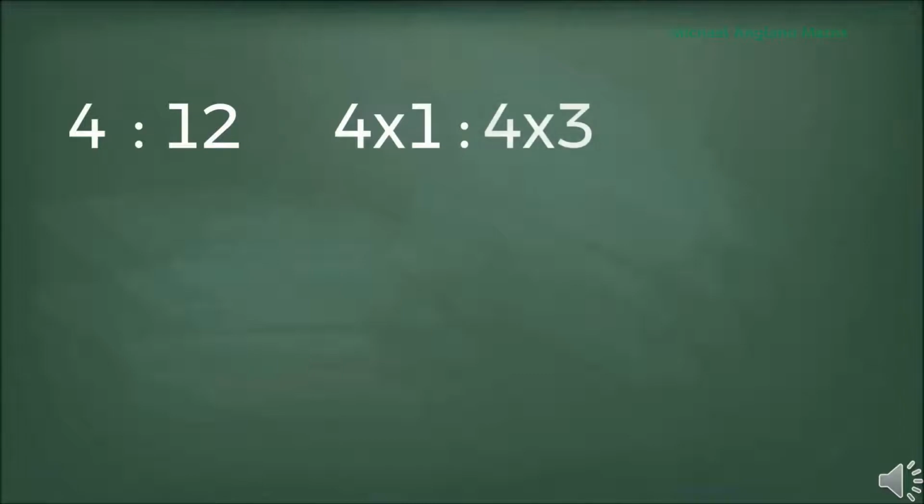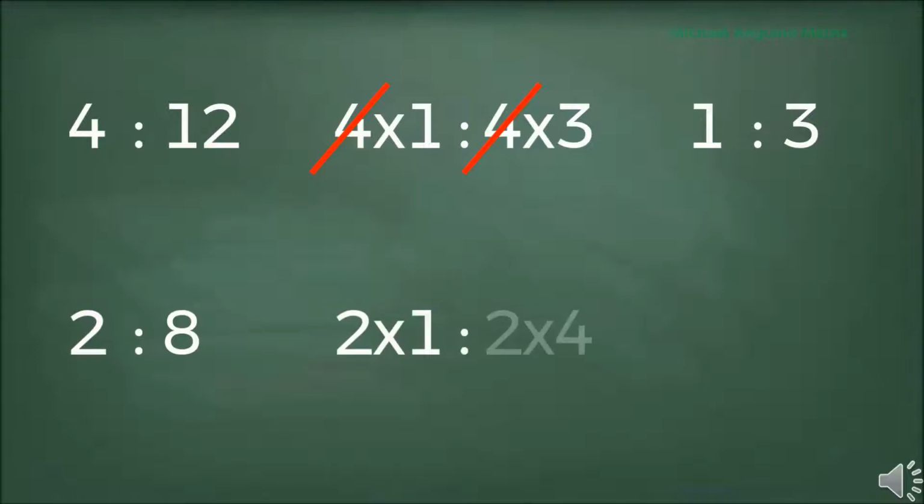So the first ratio we had was red to blue, which was 4 to 12, which is 4 times 1 to 4 times 3, because we had 1 row of red to 3 rows of blue. The 4's cancel, and we're left with 1 to 3. The second ratio we had was green to yellow, which was 2 to 8, because we had 2 green discs to 8 yellow discs. So 2 times 1 to 2 times 4. The 2's cancel, and we're left with 1 to 4.